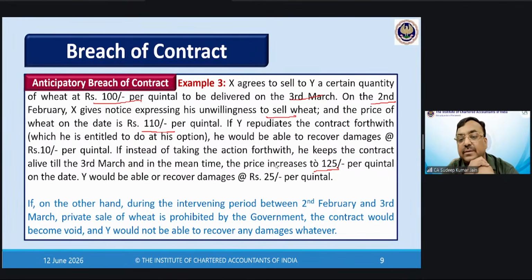Sir, what happens if the price is less than rupees 110 in future? I told you, if on 3rd March the price reduces to 108, then in that case, Y can claim only 8 rupees, the difference between the contract price and the current market price.